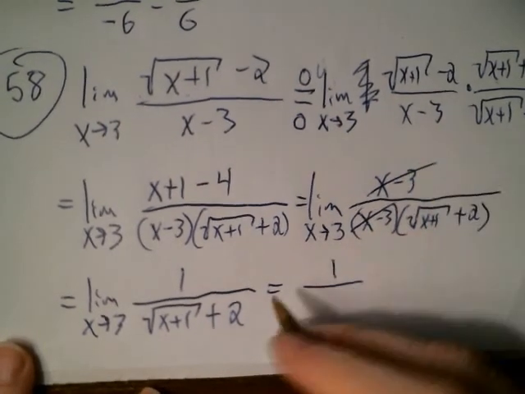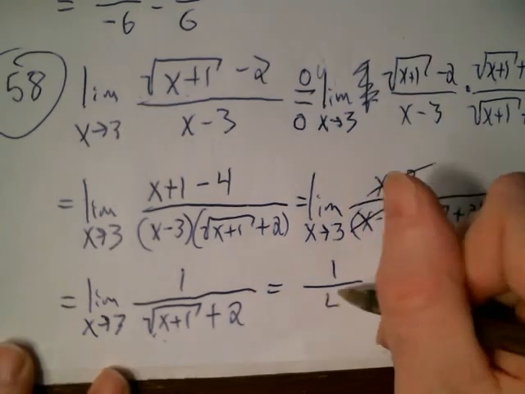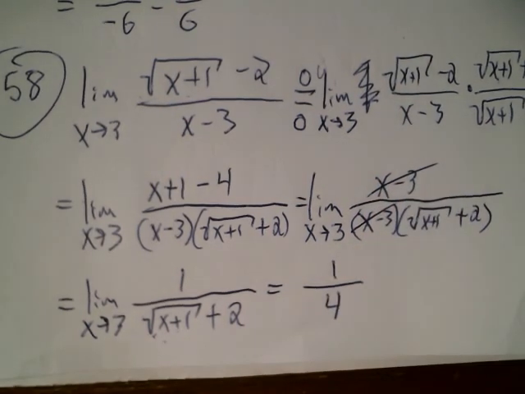It'll be 1 all over square root of 3 plus 1 is square root of 4. Square root of 4 is 2. 2 plus 2 is 4. So the limit is 1/4.